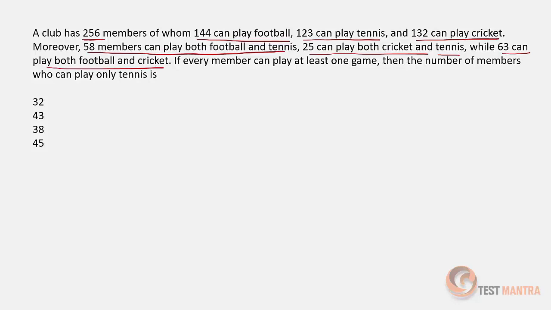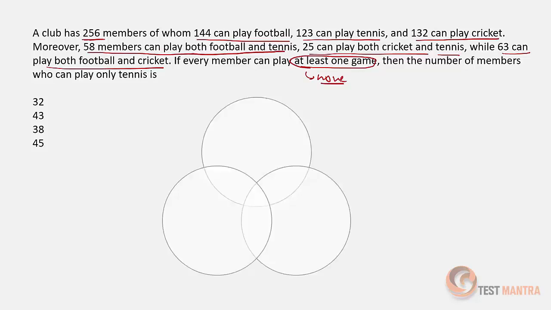And it's already given that every member can play at least one game. That means there is no one who plays none of the given games. So this is the basic information available. If these are the things available, we can identify something. It's a case of Venn diagram. So let's plot a basic Venn diagram here.